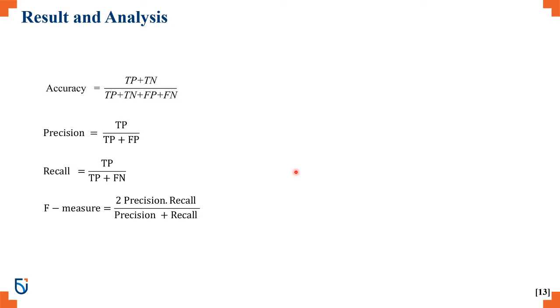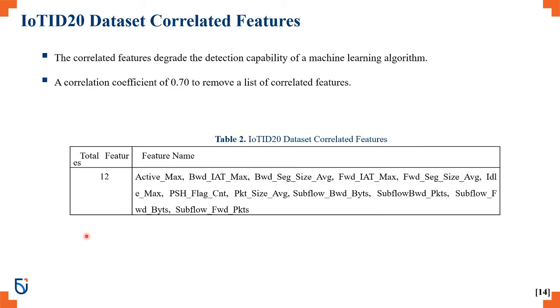Result and analysis. We use four metrics to analyze our proposed dataset, that is accuracy, precision, recall, and F-measure. In the first stage, we remove some correlated features using a correlation coefficient of 0.70, because correlated features degrade the detection capability of machine learning algorithms. There are 12 features removed from the dataset for our analysis, and it is given in table number 2.